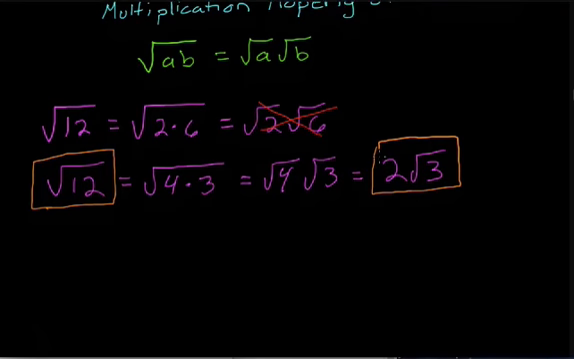Now, how did we accomplish this? We factored the radicand, or the number underneath the radical, as the product of a perfect square and a non-perfect square. So what you want to do is factor the radicand as the product of a perfect square and some other number.